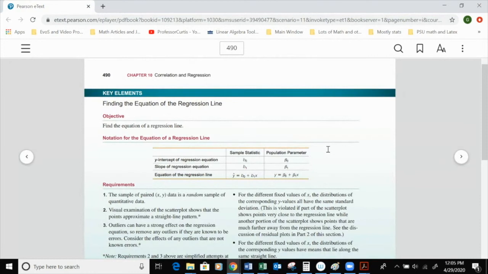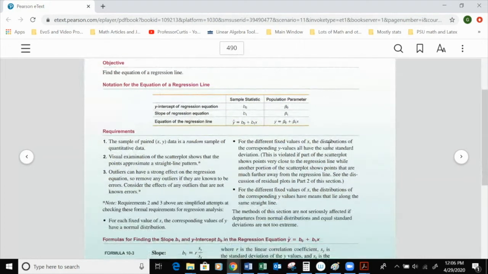The green stuff. How do you find the equation of a regression line? Well, remember that this regression line is a prediction. It's based upon the sample data that you have. It is not the correct line for your population. I've only measured the heights and weights of a few penguins, not every penguin in the world.